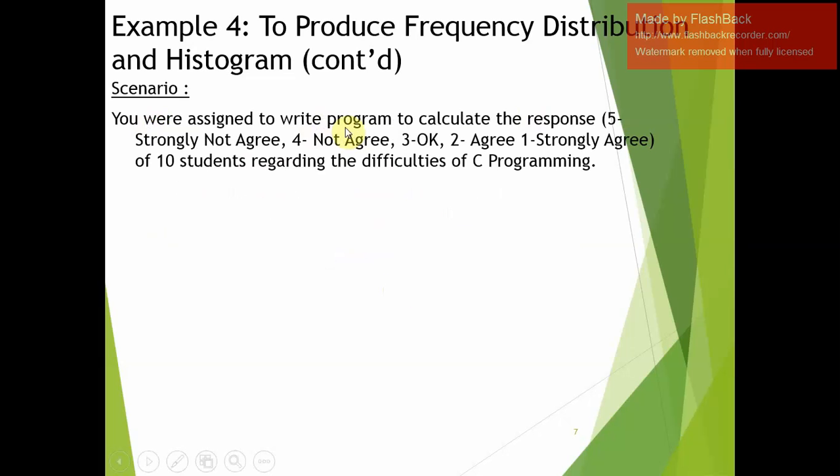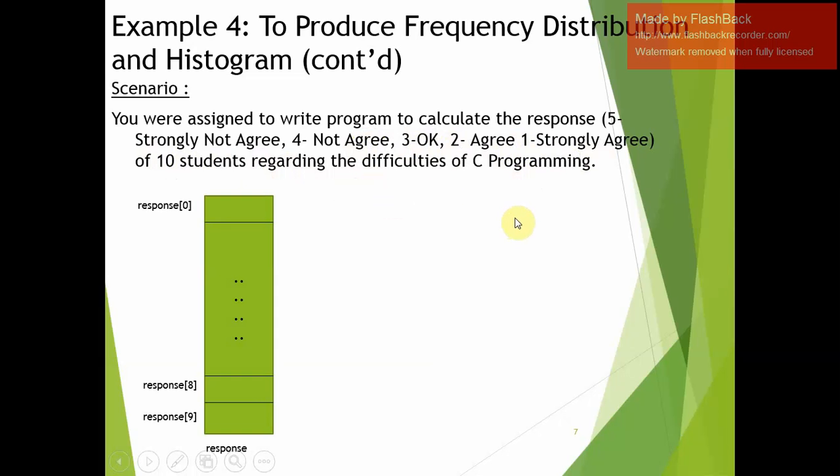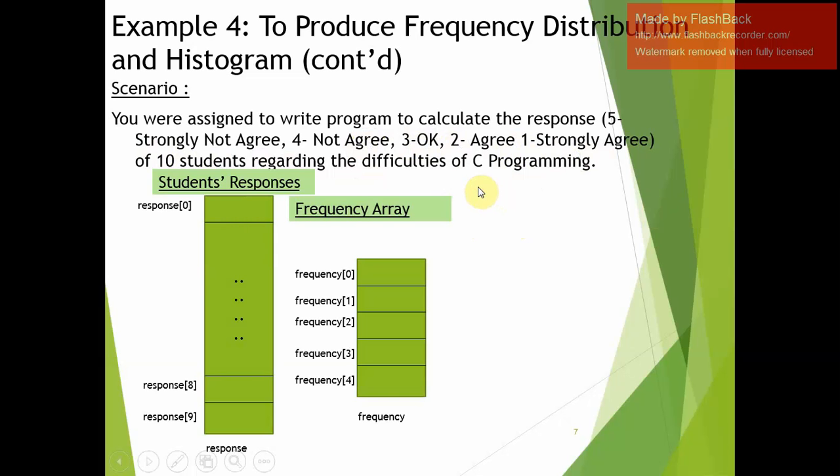You were assigned to write a program to calculate the responses. They are using the Likert scale, meaning 5 is strongly not agree, 4 not agree, 3 is okay, 2 is agree, 1 strongly agree, of 10 students regarding the difficulties of C programming. Yeah. So 10 students will answer, whether they agree or strongly disagree, the level of difficulty in learning C programming. Okay. That is the student response.